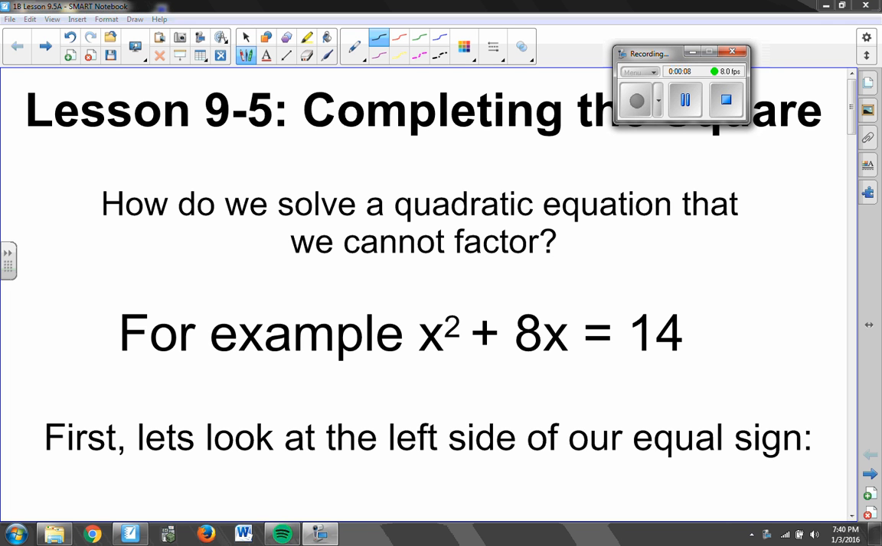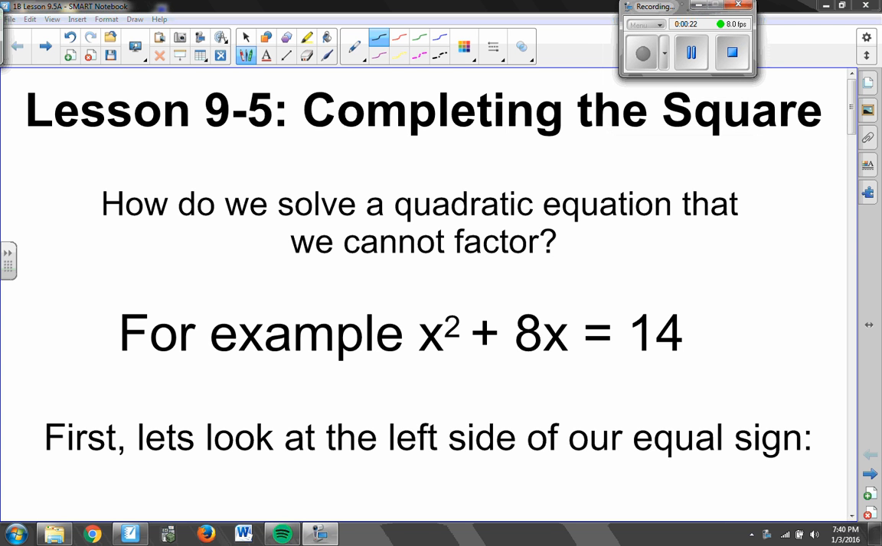We are in lesson 9.5 today. We're going to start talking about a new way to solve a quadratic equation called completing the square. That's what it says underneath that guy, completing the square. And we're going to use that when we need to solve a quadratic equation that we cannot factor.